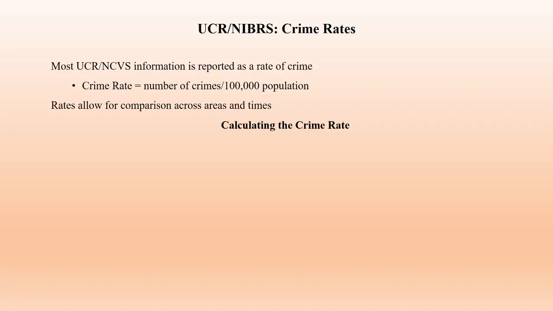Then we look at the crime rate. Most UCR information is reported as rate of crime. It used to be called the crime index, but now it's the rate of crime. And the crime rate equals the number of crimes divided by 100,000 population of a city. And the rates allow for comparison across areas and in times.